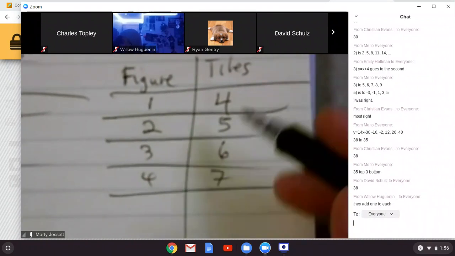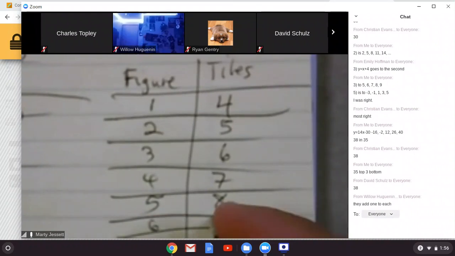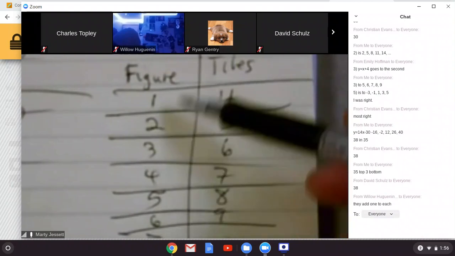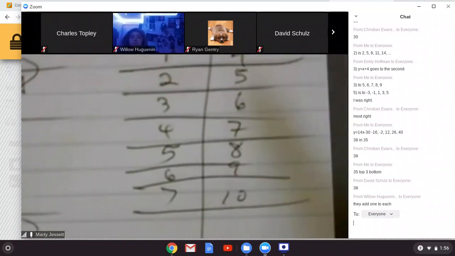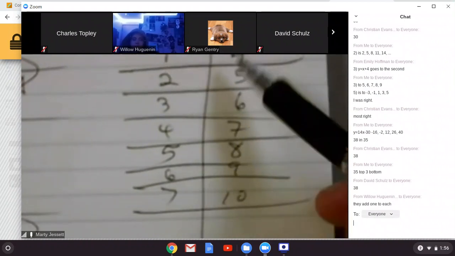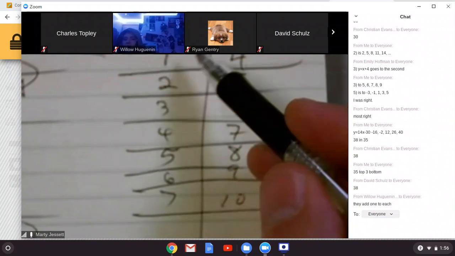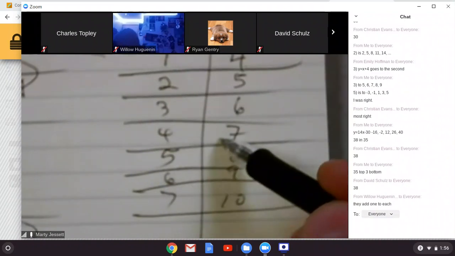But you can start to see a pattern now, okay? So figure 5, of course, would have 8, figure 6 would have 9, figure 7 would have 10, because every time we add a figure, we add 1 more tile. But you might make a connection even between the number of tiles and the figure number. You notice the number of tiles is always 3 more than the figure number. 1 plus 3 is 4, 2 plus 3 is 5, 3 plus 3 is 6, 4 plus 3 is 7.